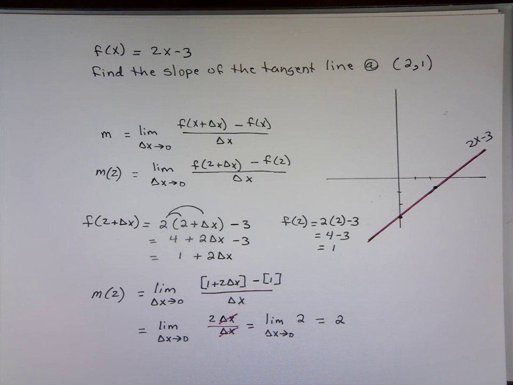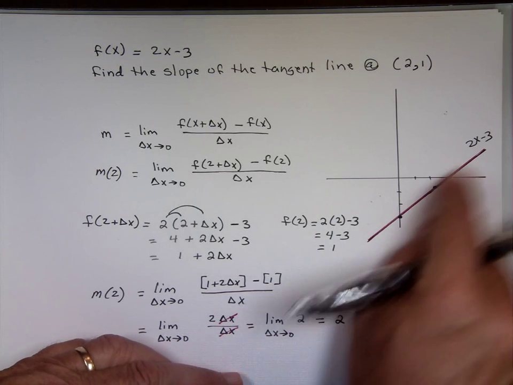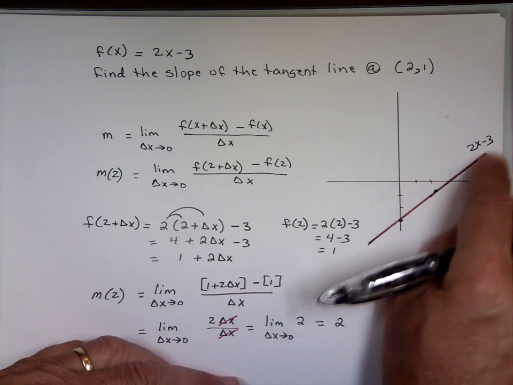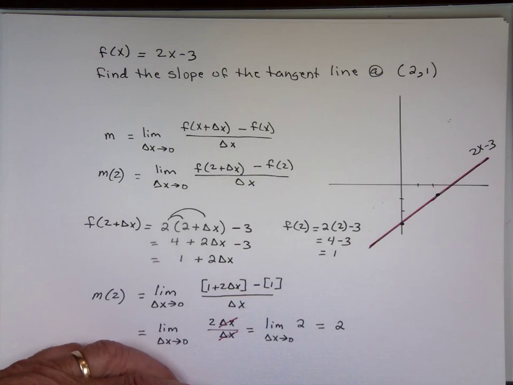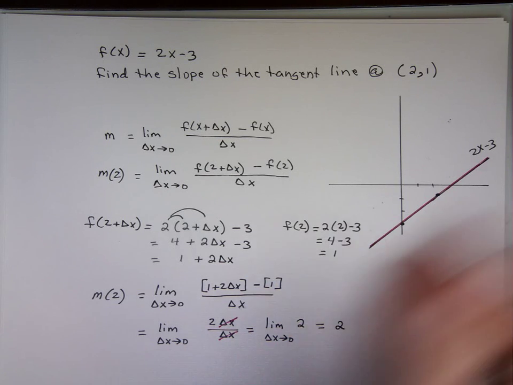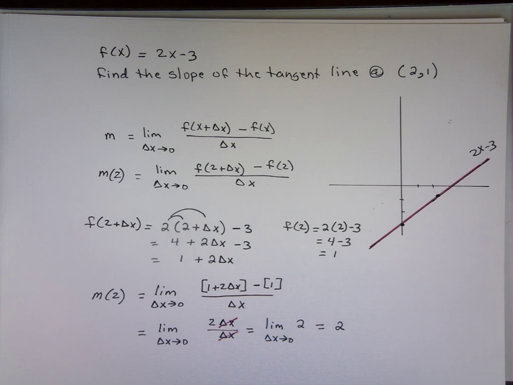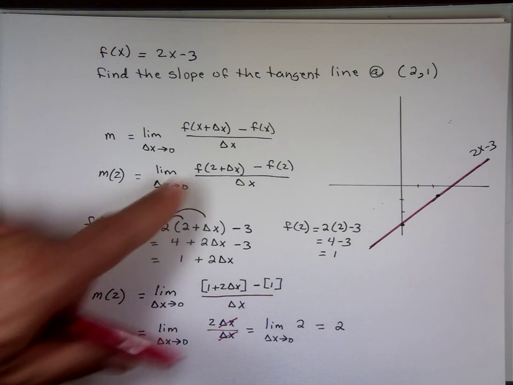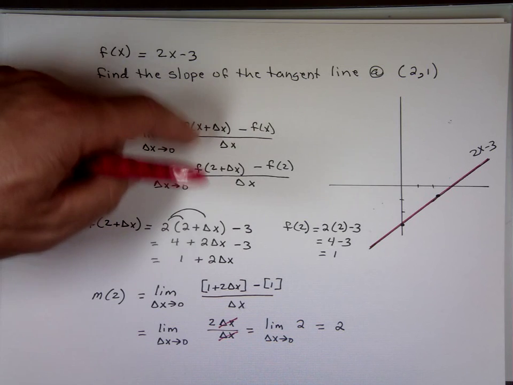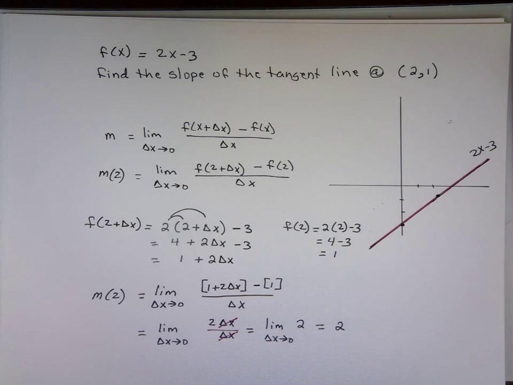I knew that before I started the problem, because I knew the tangent line for a straight line is going to be the same line. So the slope of that line is the same thing as the slope of the tangent line, which is 2. You're not going to get a problem that easy every single time. So a lot of times your problem is not a straight line. So if it's not, you have to follow these 4 steps. Or I don't know how many steps. Write this one. Find f of x plus delta x. Subtract from it, divide by delta x, and take the limit. Let me try another one.